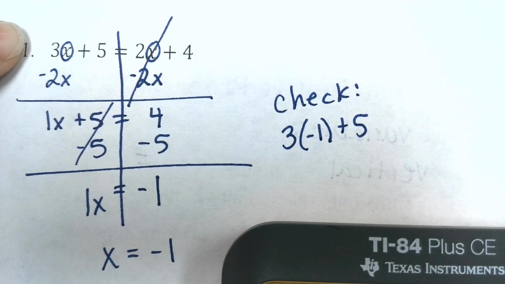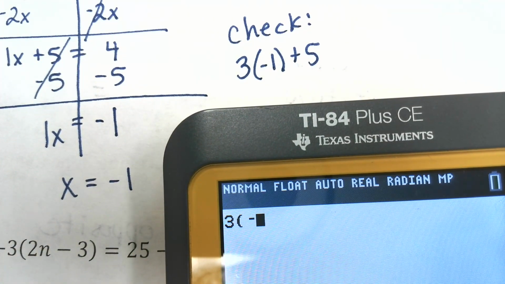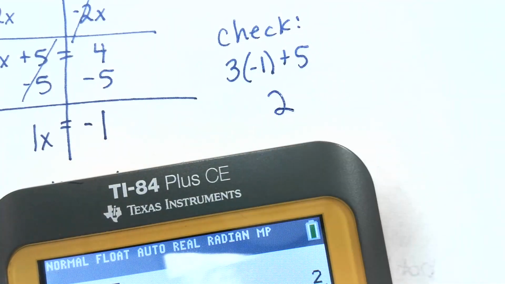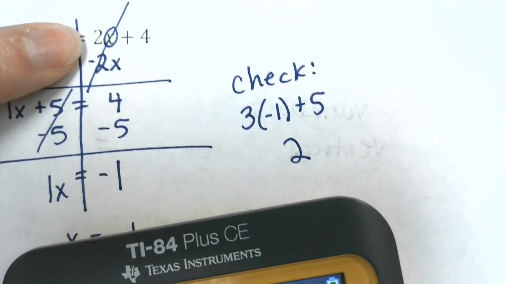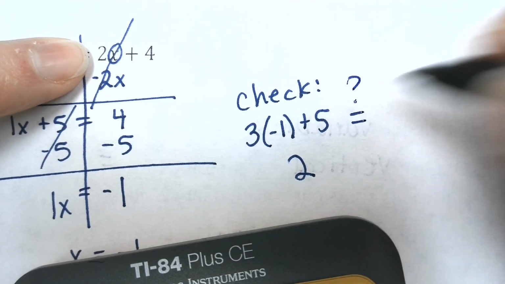I'm going to put that in to find out what it is. 3, parentheses, negative 1 plus 5. It's 2. So I'm going to say, okay, that's 2. I want this to be 2 also, but I don't have anything yet. So I'm going to put equal with a question mark.